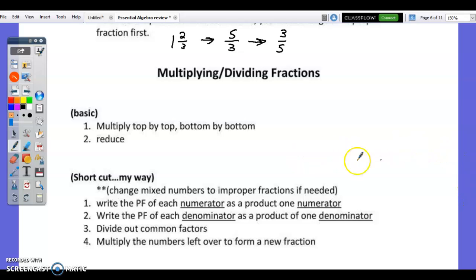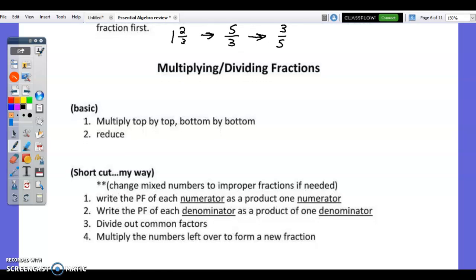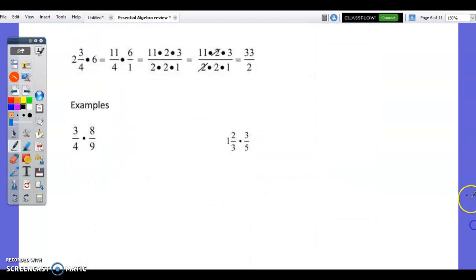The basic way, it's really easy as far as concept goes, but you multiply the top number, the numerator, by the numerator, and the denominator by the denominator, or the bottom number by the bottom number, and then you reduce that fraction. So if I look at this problem, I would say, okay, I have 3 times 8. So what would 3 times 8 be? 24. And then 4 times 9, you do that on a calculator, you would get 36. And then you could reduce that.